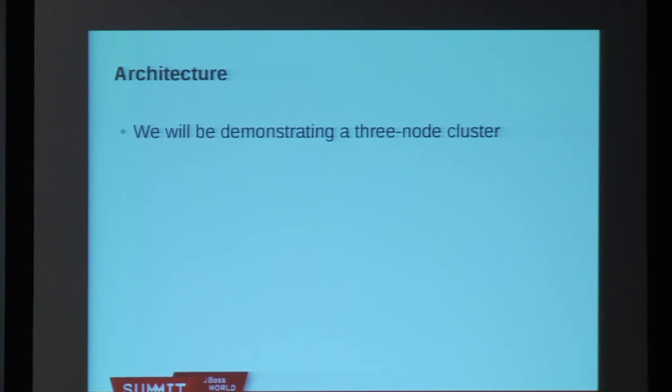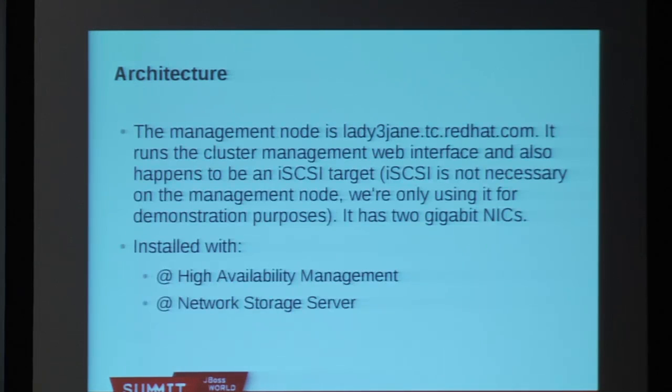So as far as architecture goes, I built this presentation on a 3-node cluster. Essentially, the management node is a machine called lady3jane.tc.redhat.com. It runs the cluster management web interface. It happens to be, but this is not a requirement of the cluster, I used the same machine that I use as the management console as an iSCSI target. That is not necessary or not required for the web server or for the cluster. It's just how I happened to put it all together. So don't be confused. Don't think you have to have an iSCSI target on your management console.